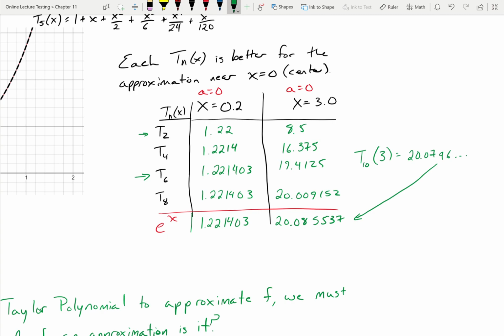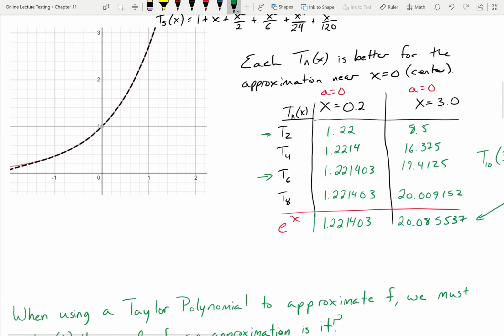If we wanted to have a better approximation, we move the center. And that's what linearization also did. If we want a better approximation near a certain point, then we find the linearization at that point. Same thing with Taylor series and Taylor polynomials. If we want better approximations, move the center.